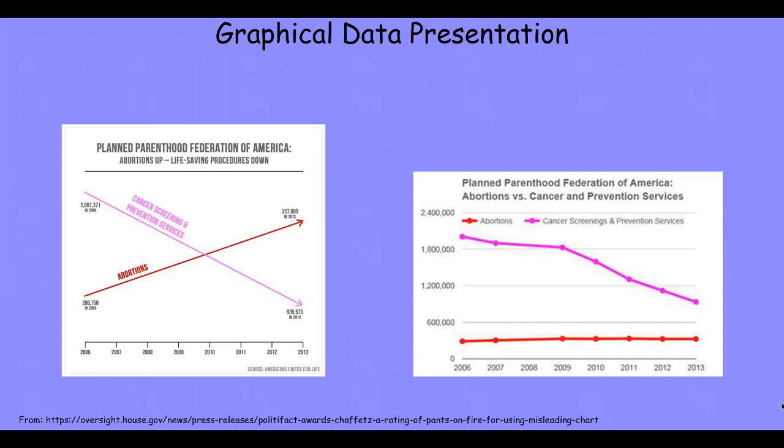And in fact, experts testified that it was likely that cancer screening and prevention services had gone down because women were increasing their use of IUDs and other birth control devices that require fewer cancer screenings. So there was no clear relationship here at all. Whereas this suggests there's some sort of malicious decision to up abortions and down other women's health care services.